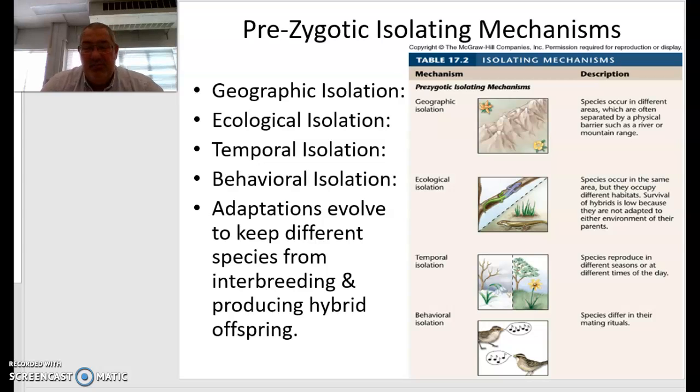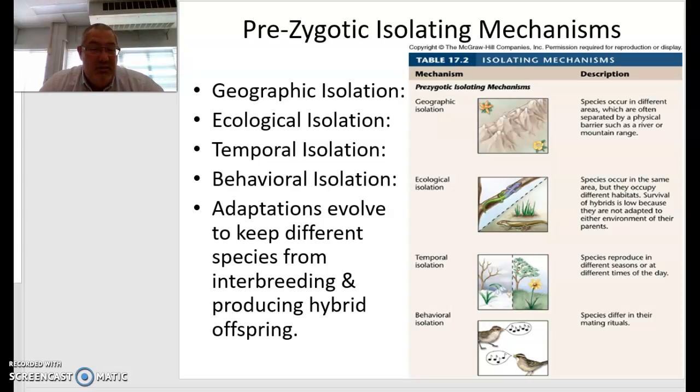Ecological isolation. Two species that are different from one another live in the same geographic area but in different habitats. One may live in a swamp, one may live in the mountains or in a forest of some sort. So living in different habitats may limit your opportunity to mate with a different species.